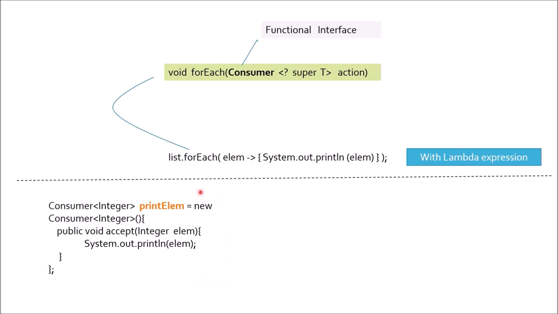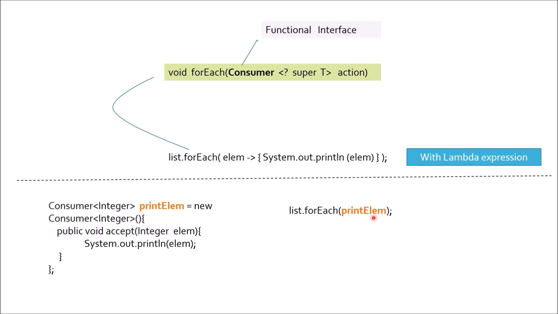If you remember, we have anonymous classes in Java, and a functional interface could also be implemented as part of an anonymous implementation. So instead of a single line here, System.out.println, you are doing the same thing with new Consumer Integer, the method accept, and you are passing System.out.println. Now if I have to use this printElement reference in list.forEach, how can I do that? I can just pass list.forEach(printElement).